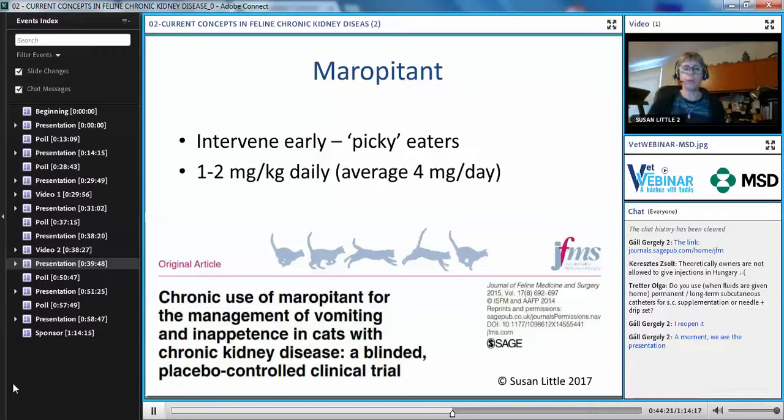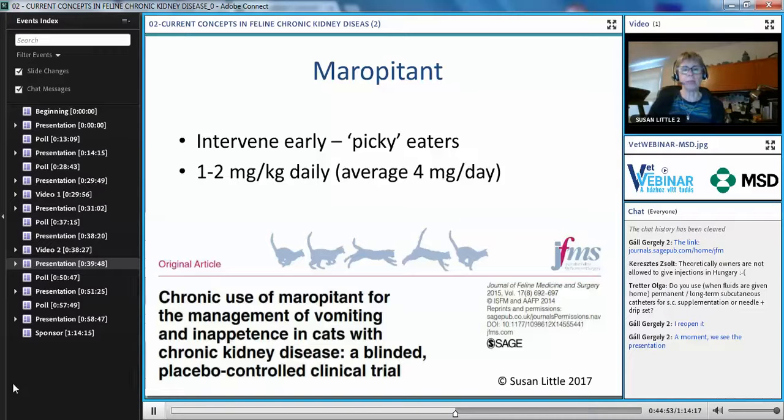So the one that we'll start talking about when we get our slides back here is maropitant. So of course that's the drug that most of you would know as Cerenia. So let's move ahead here so I can talk to you about maropitant, sold under the brand name of Cerenia. It's probably the most widely used drug for nausea now. And we do have some data in the literature that tells us we can use this for chronic use.